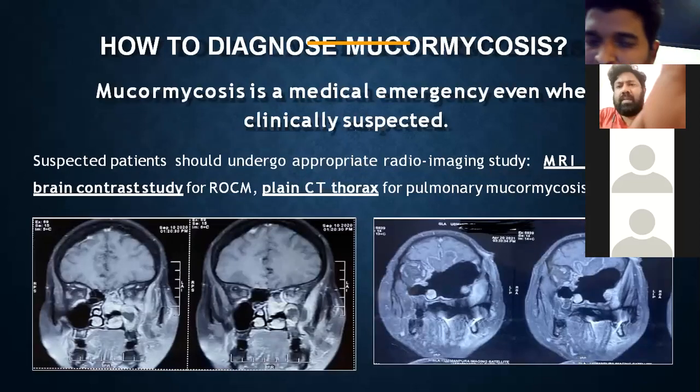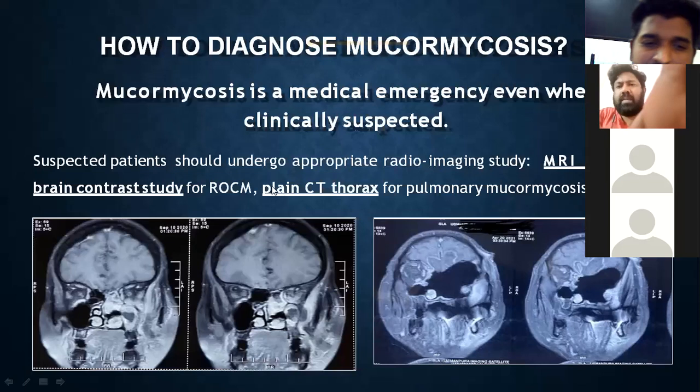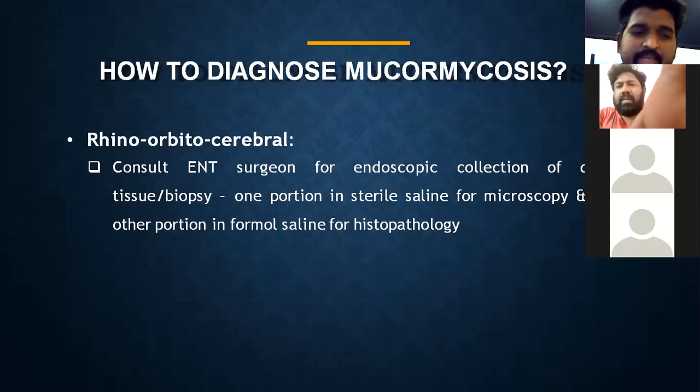How to diagnose mucormycosis? For any patient, imaging can definitely give you an immediate clue. So when you suspect rhinocerebral mucormycosis, get an ENT consult and you can do an MRI of the paranasal sinuses and a brain contrast study for ROCM, or a plain CT thorax for pulmonary mucormycosis. You could see the whole sinus completely obliterated, necrotic tissue, and erosion of bone. It is a locally aggressive lesion that can erode the local structures, and it will resemble a haphazard mass. So you should definitely ask for an ENT surgeon's opinion if you suspect ROCM, for endoscopic collection of debris.